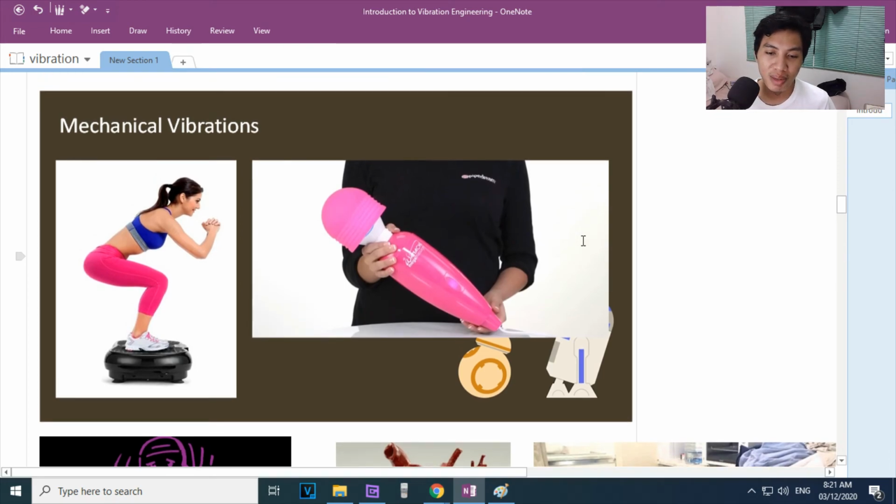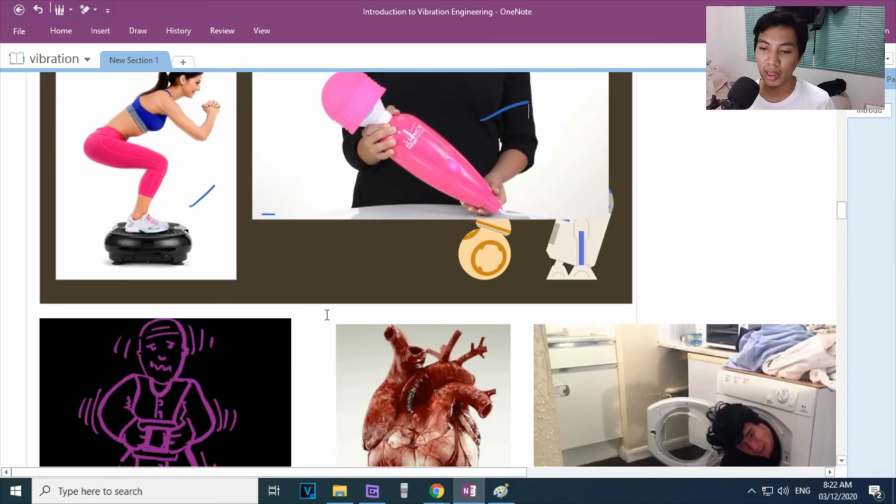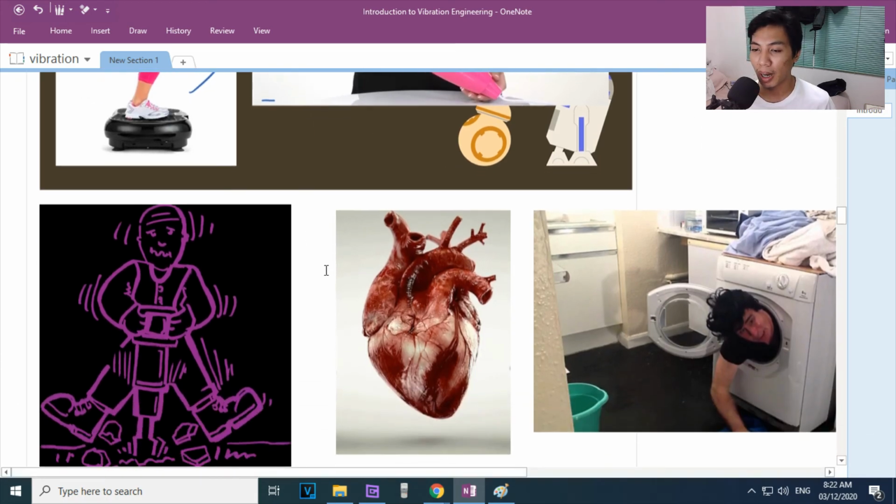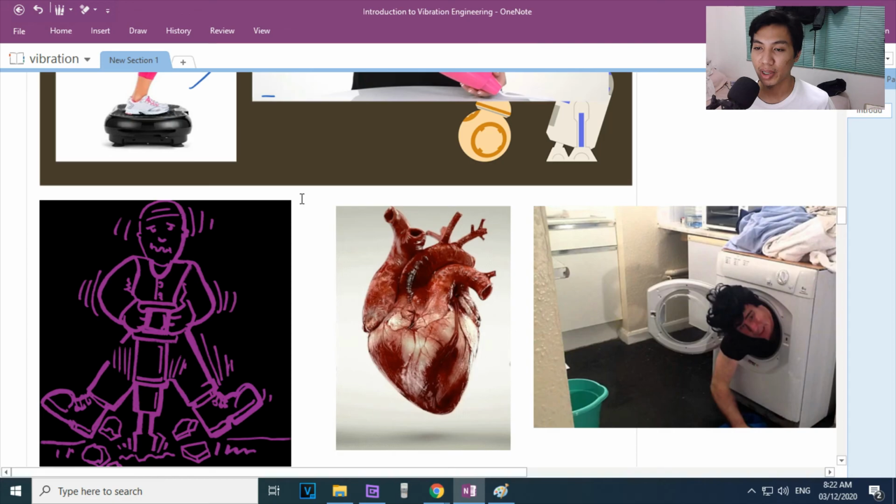Yan, mechanical vibration. So, meron tayong mechanical vibration na magagamit natin sa ating workout. Ito, yan, ano to? Massager yan. Massager. Mga nag-iisip dyan kung ano naisip nyo. Number 1 yan. Ito, yan, jackhammer.